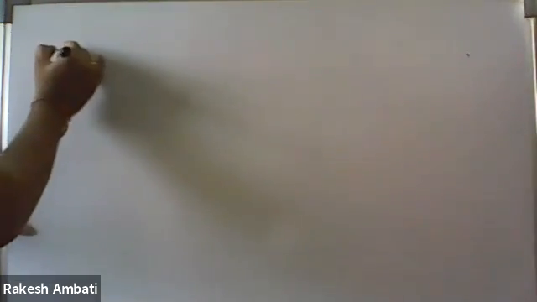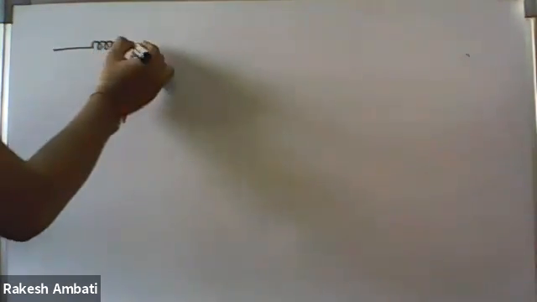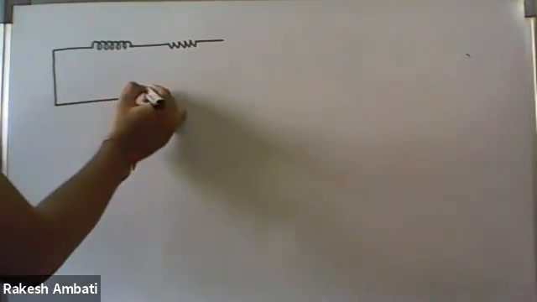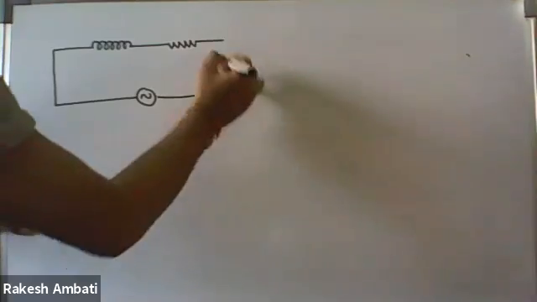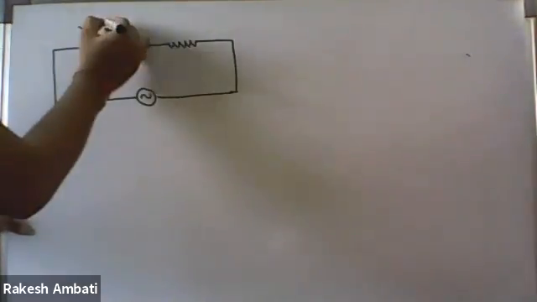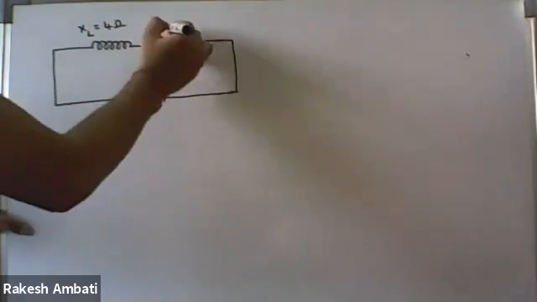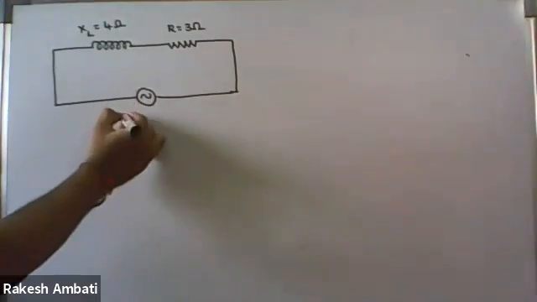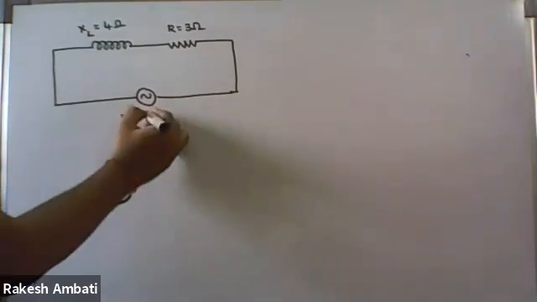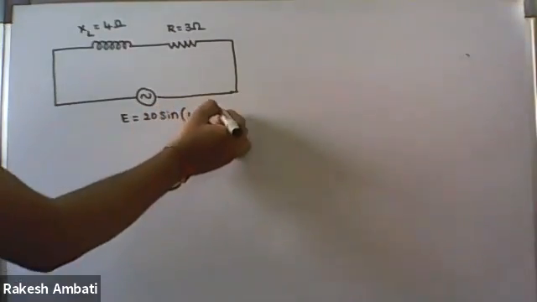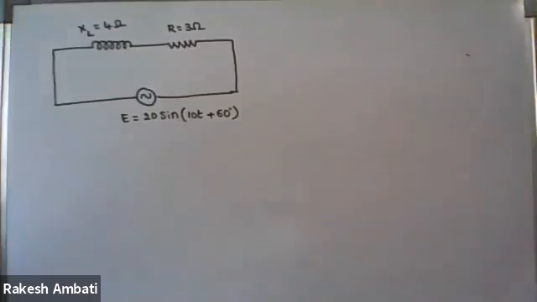Next question. It is inductance, resistance connected to the alternating source. So in the question, straight away XL is given 4 ohm. Resistance is given 3 ohm. And this EMF is given, E equal to 20 sine function of 10t plus 60 degrees.